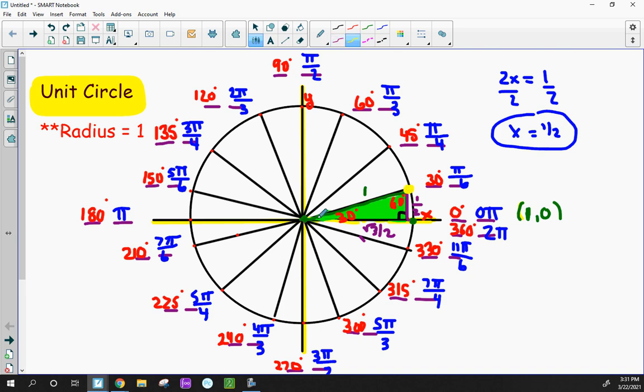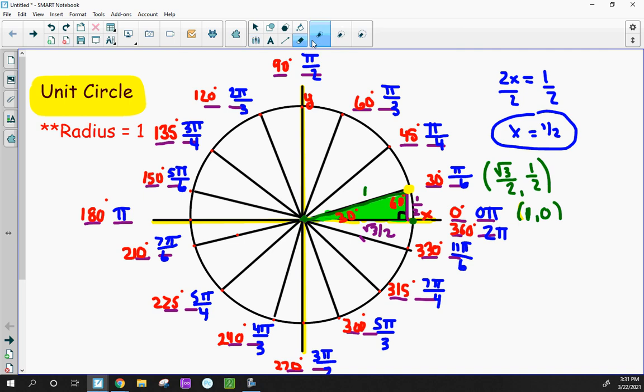I'm wanting to figure out what the ordered pair for this location is. How do I get there? Well, I get there by moving right this many and moving up this many. And so the ordered pair for a 30-degree angle on the unit circle is square root of 3 over 2, comma, 1/2. And you do need to leave it in radical form. Do not convert this to a decimal.